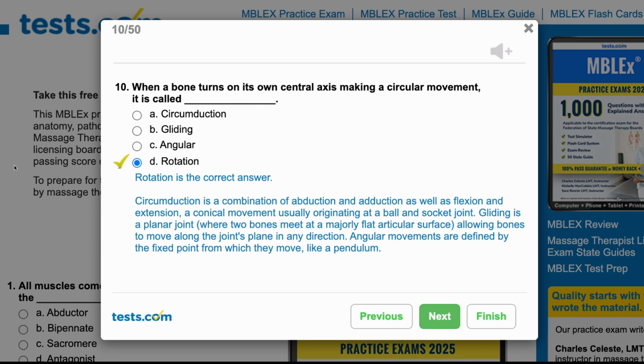Circumduction is a combination of abduction and adduction, as well as flexion and extension, a conical movement usually originating at a ball and socket joint. Gliding is a planar joint where two bones meet at a majorly flat articular surface, allowing bones to move along the joint's plane in any direction. Angular movements are defined by the fixed point from which they move, like a pendulum.